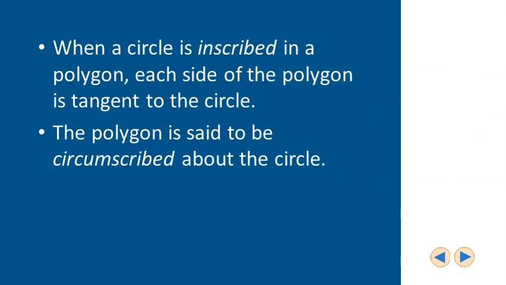Okay, when a circle is inscribed in a polygon, each side of the polygon is tangent. That is, the circle is inside the polygon and it's touching each side only at one point. The polygon is said to be circumscribed about the circle. So inscribed means written within, and circumscribed means written around. So the polygon is outside the circle, but it's touching each side at one point and tangentially.